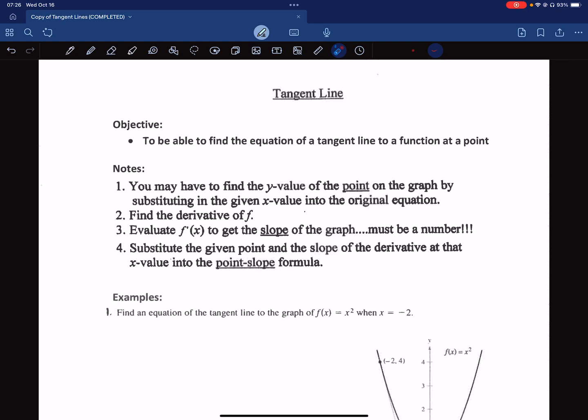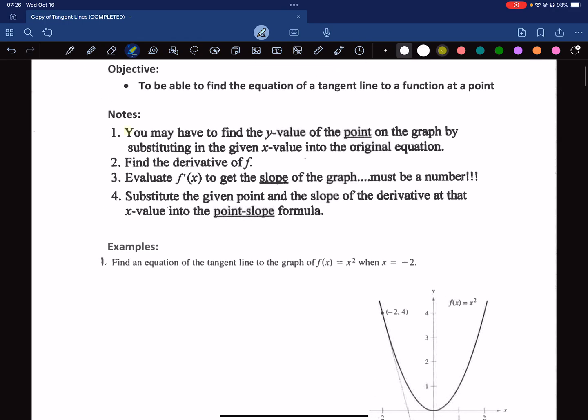This is part one of the tangent lines video. So the objective of this video is to be able to find the equation of a tangent line to a function at a point. So we have some notes to help us out.